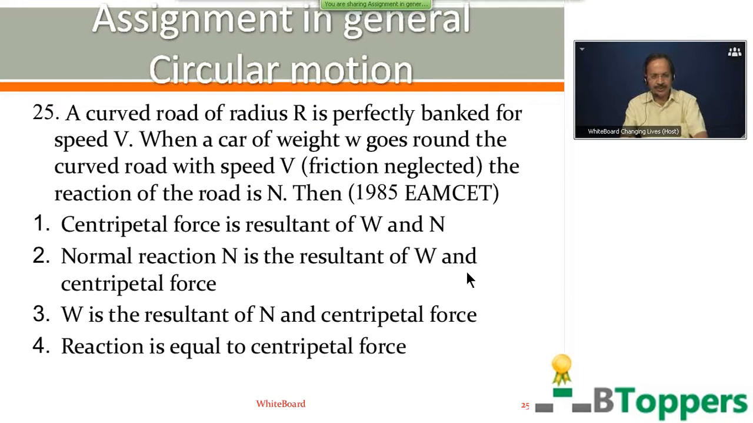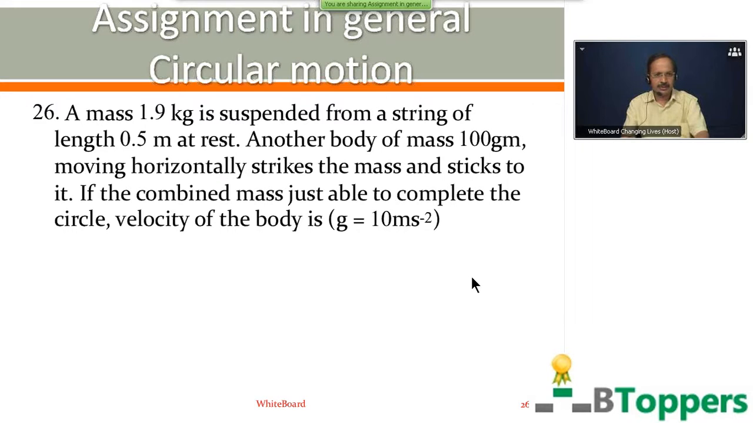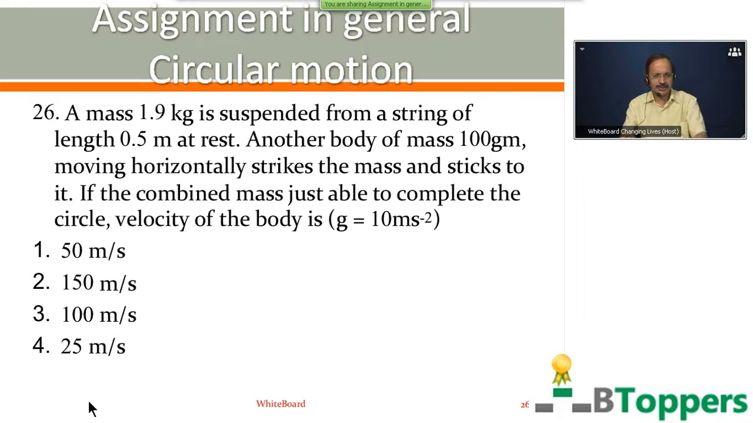I am going to show the next question on screen. See the question number 26. A mass 1.9 kg is suspended from a string of length 0.5 meter at rest. Another body of mass 100 gram moving horizontally strikes the mass and sticks to it. The combined mass is just able to complete the circle. Velocity of the body is first option 50 meter per second, second option 150 meter per second, third option 100 meter per second, fourth option 25 meter per second. Now take g as 10 meter per second square. Come on, take a pause and try this problem.